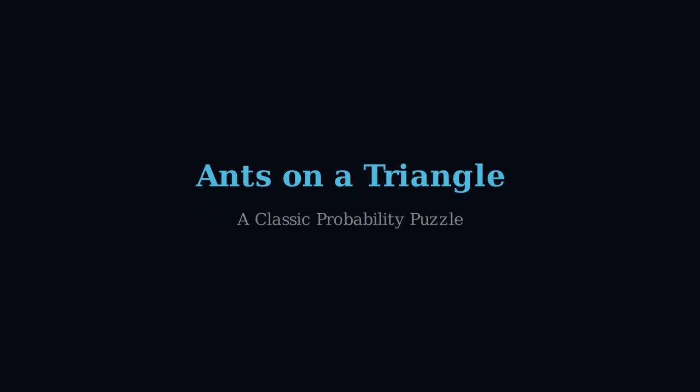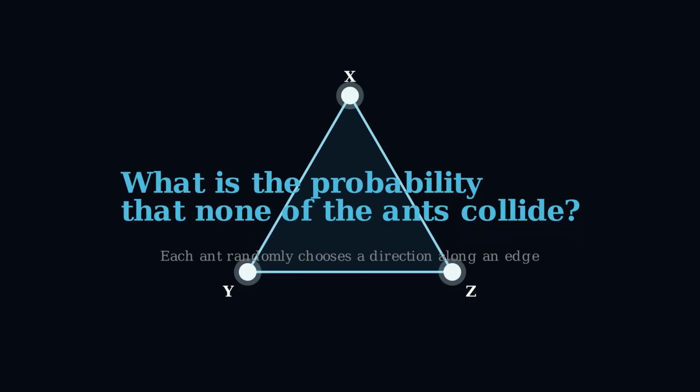Welcome to the classic probability puzzle, ants on a triangle. Imagine an equilateral triangle with 3 ants at its vertices. We label them X, Y, and Z. Here's the puzzle: each ant randomly picks a direction and walks along the triangle's edge. What is the probability that no 2 ants meet?